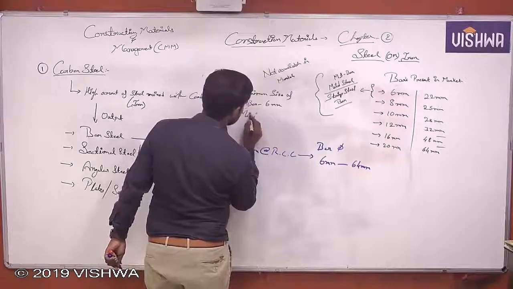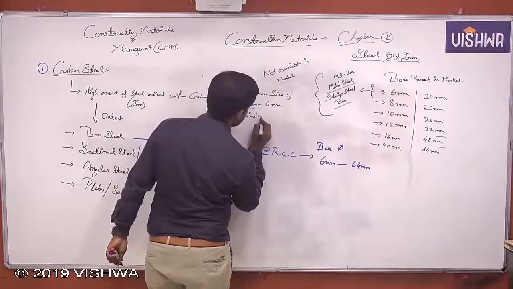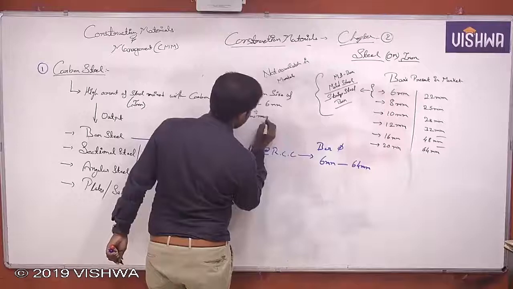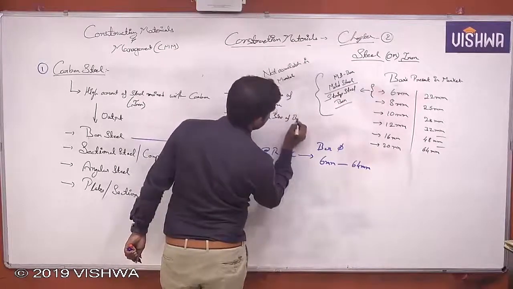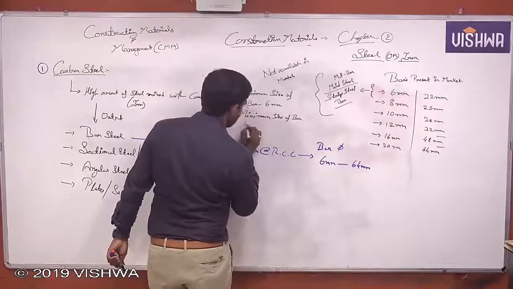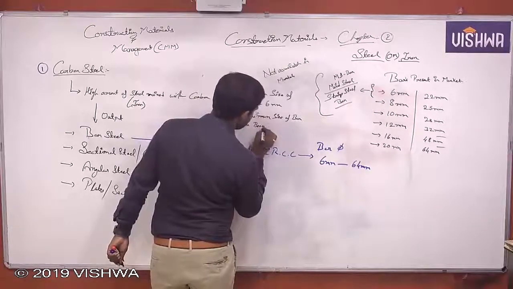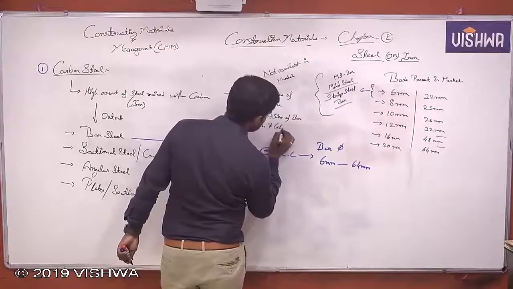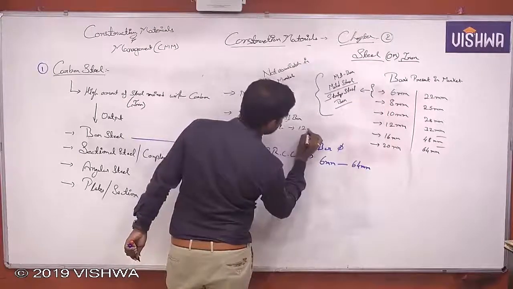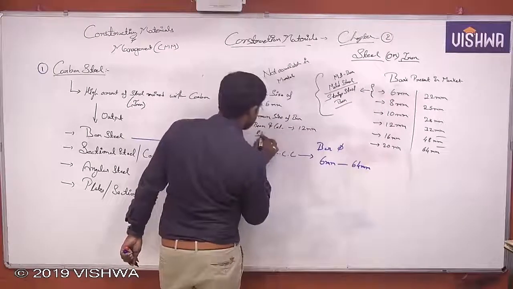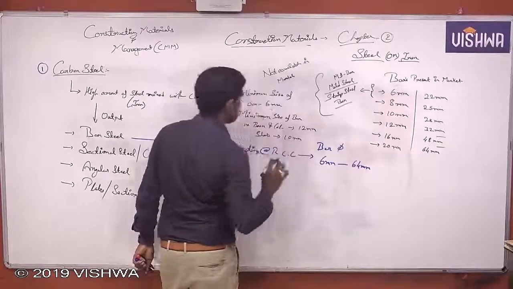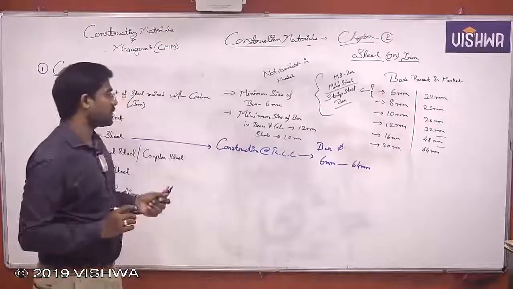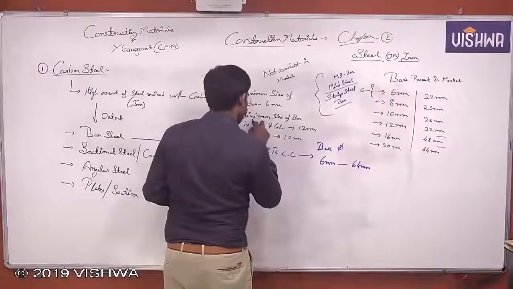Minimum size of bar in beams and columns is 12, and in slabs it should be 10. So these are the basic requirements that we have to remember.